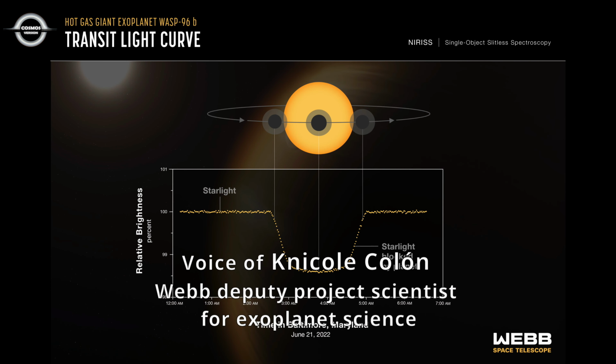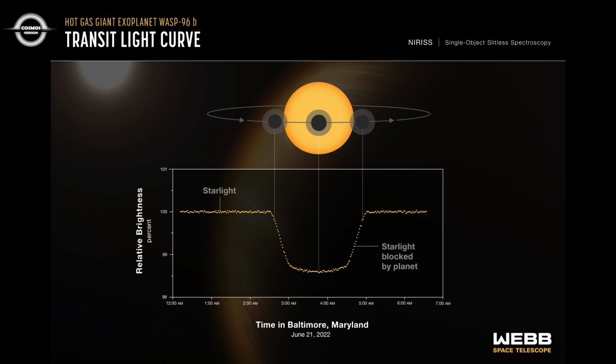What we did was we observed a transit of an exoplanet. We observed the planet as it passed in front of the star. Now, mind you, this is not a direct image. This is an indirect image. So we've seen the effect of what happens when the planet and its atmosphere pass in front of the star. The starlight filters through the atmosphere, and then you can break that down into wavelengths of light.